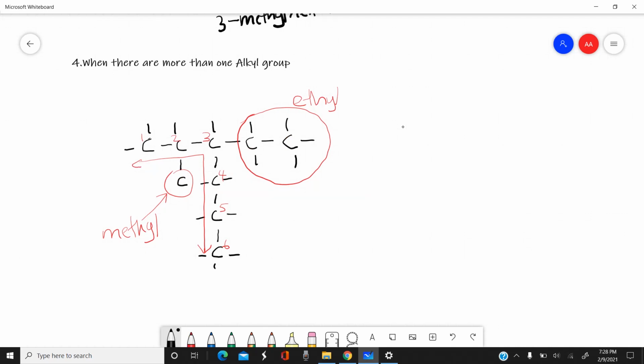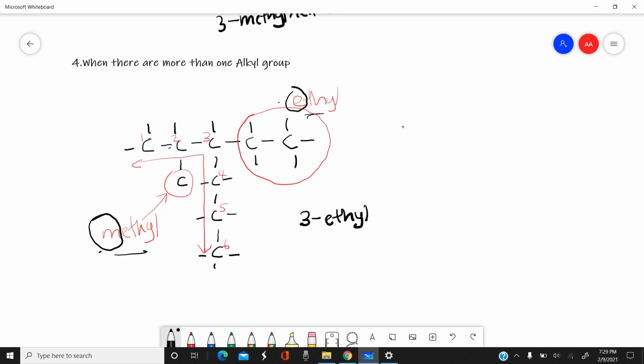And now to write the name, first you have to write the names of the groups according to alphabetical order. So ethyl starts with E, methyl starts with M. So E comes before M in the alphabet. So what we have to do is first write ethyl. Ethyl is connected to the third carbon, so 3-ethyl. And then methyl is connected to the second carbon.